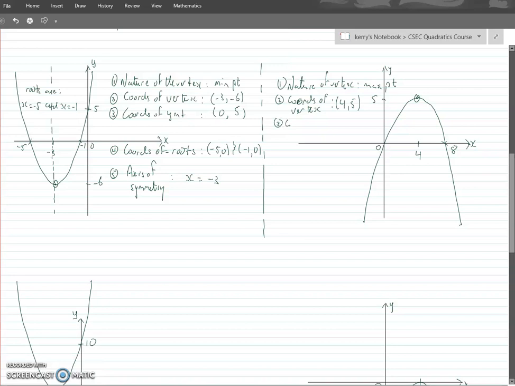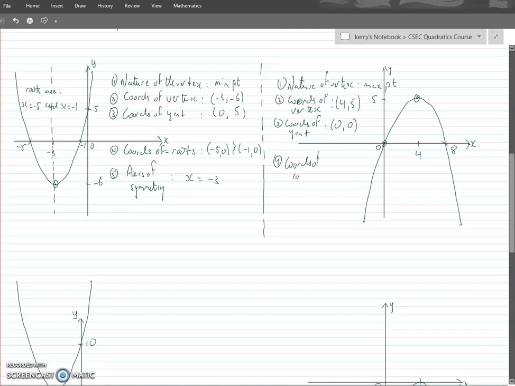The coordinates of the y-intercept. So, if we notice, the graph passes through the y-axis at what we call the origin. That is, x is equal to 0 and y is equal to 0. Number 4 is coordinates of the roots.